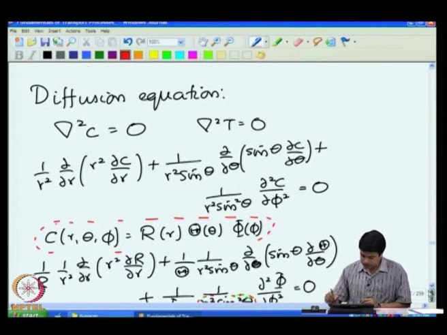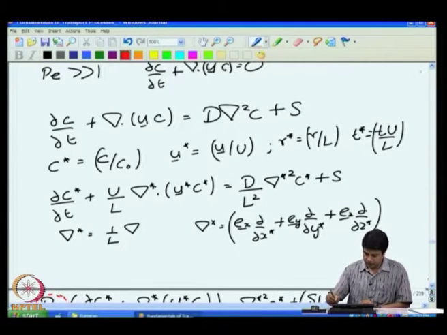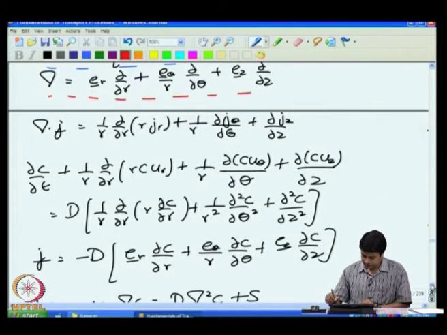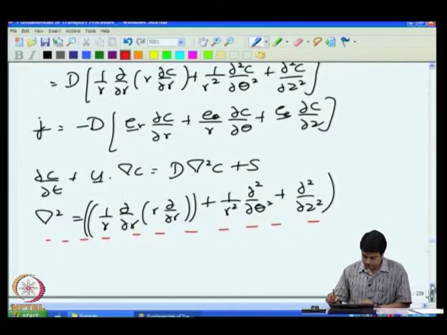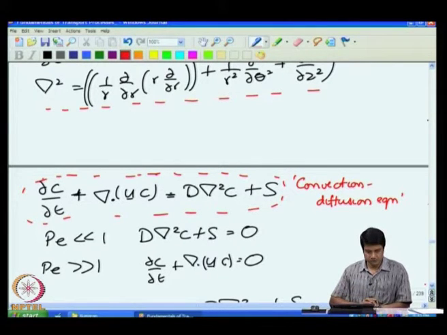And so, we were left with this general form of the convection diffusion equation, which contains the time derivative, the unsteady term, and the convective term on the left hand side. The unsteady term is partial c by partial t, the convective term is divergence of the velocity times concentration. On the right side are the diffusion term, D del square C, the Laplacian of the concentration, plus whatever sources or sinks that are there within the field.